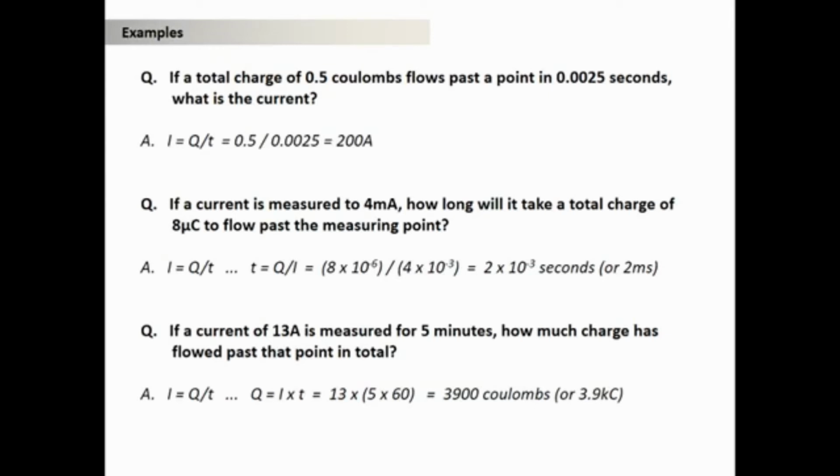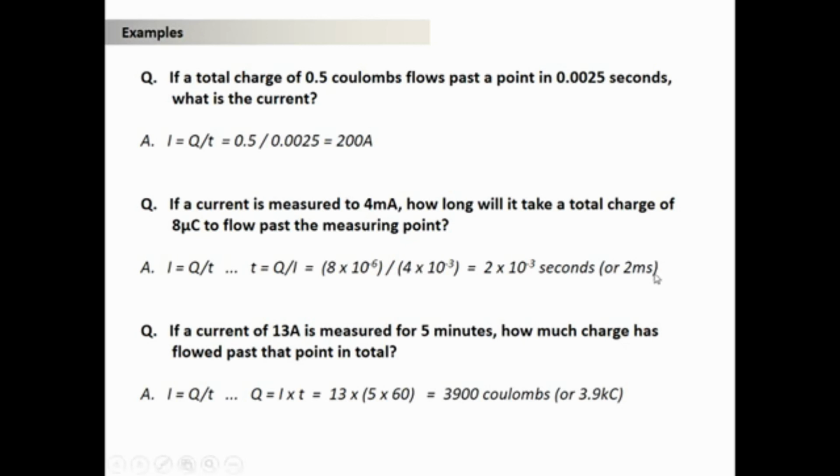If a current is measured to be 4 milliamps, how long will it take a total charge of 8 microcoulombs to flow past the measuring point? I equals Q over T, therefore T equals Q over I if we transpose for T. And therefore you put the values there: 8 times 10 to the power minus 6, because our value of charge is 8 microcoulombs, so micro is 10 to the power minus 6, and 4 milliamps current, that is 4 times 10 to the power minus 3. Therefore, the answer, the time, is 2 times 10 to the power minus 3 seconds, or 2 milliseconds.